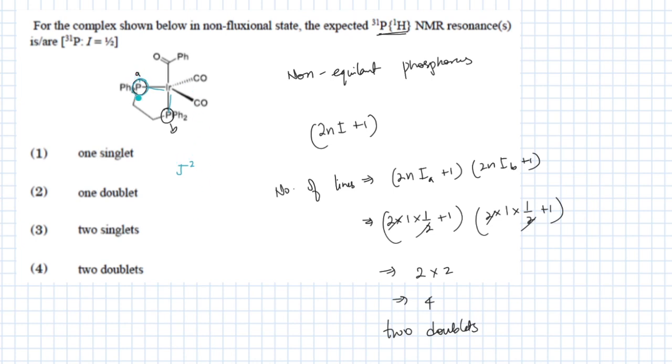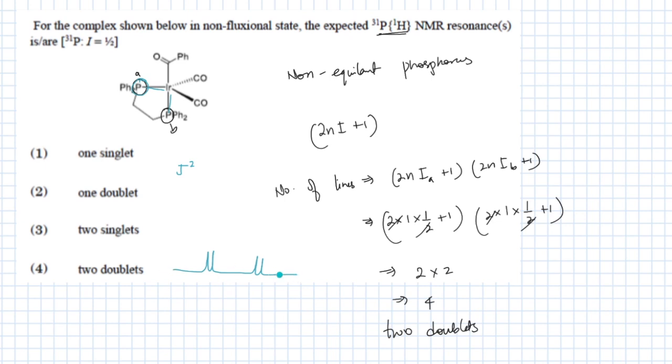Now in how many lines is this A going to split? Obviously it is going to split into 2 lines. So A is going to split into 2 lines, and similarly your B is going to split into 2 lines. So both of them will be separated. The shift because of A you will get somewhere over here like a doublet, and because of B you are going to get a doublet like this.